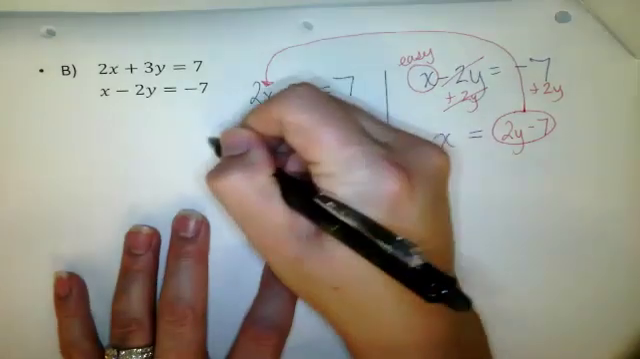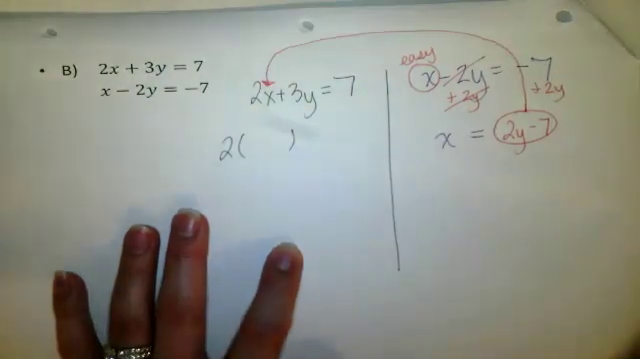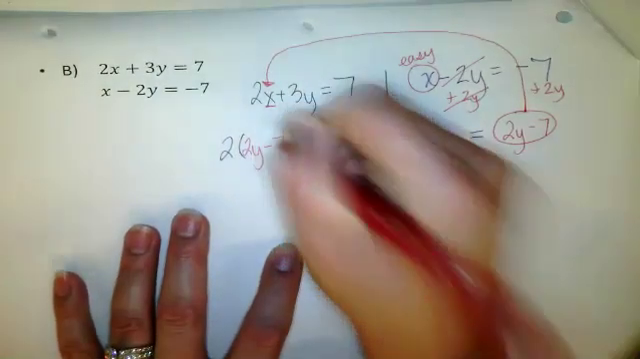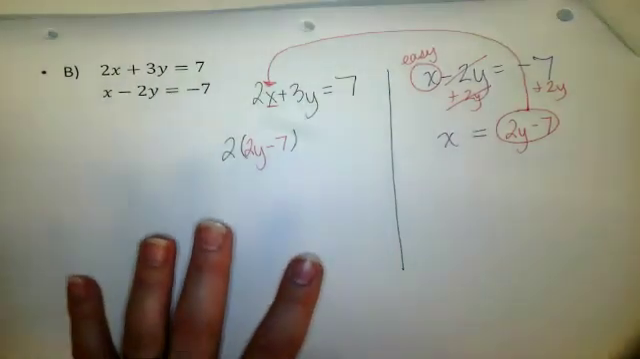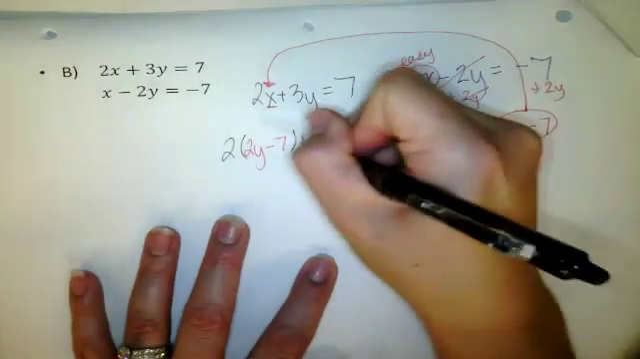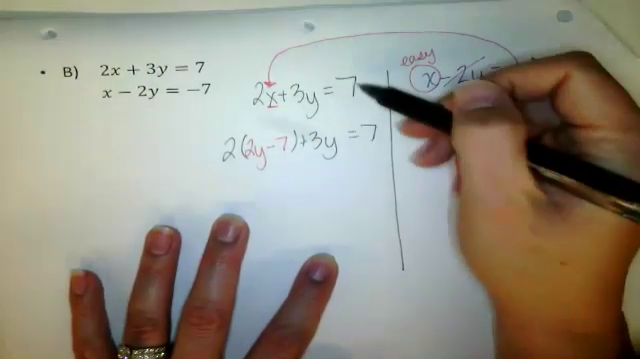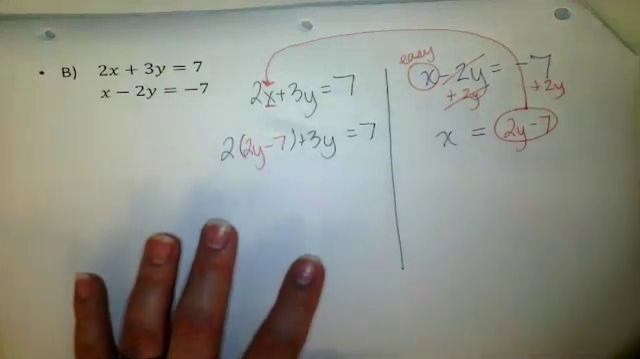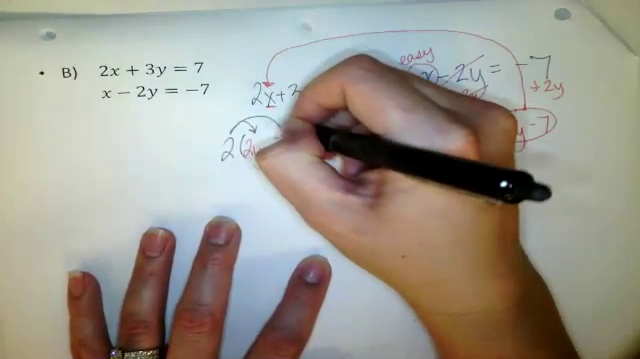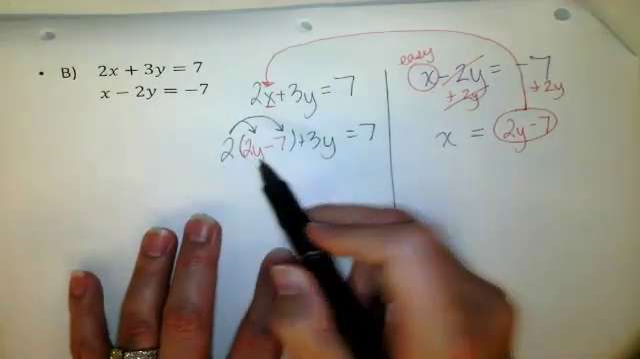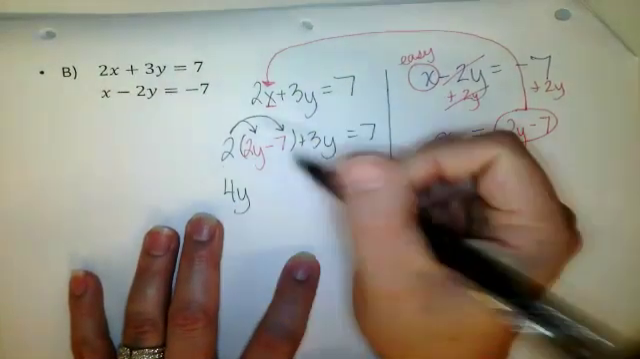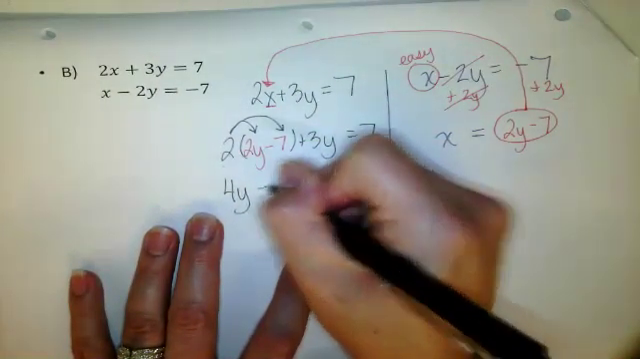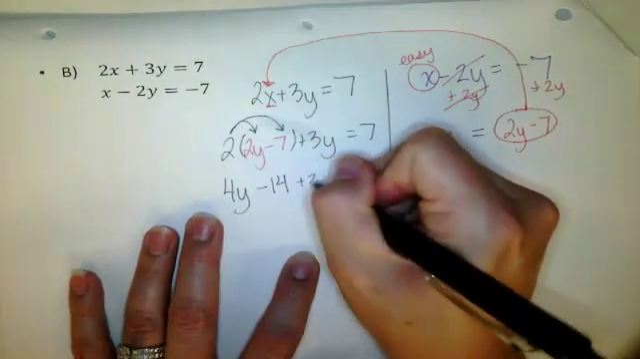So I have 2. And what are we dropping in place of the x? 2y minus 7. 2y minus 7 goes in place of the x. What else do I need to write down? Plus 3y and the equals 7. Yeah, don't forget the rest of that equation. Really important. Now what should we do? Distribute. Good. 2 times 2y is 4y. 2 times negative 7 is negative 14. Very good.